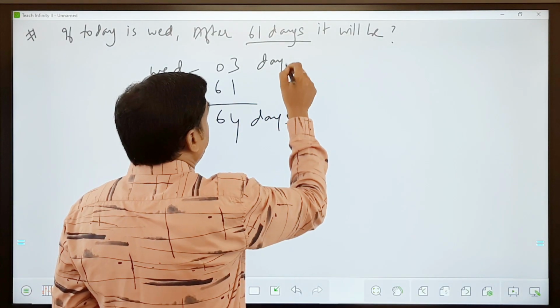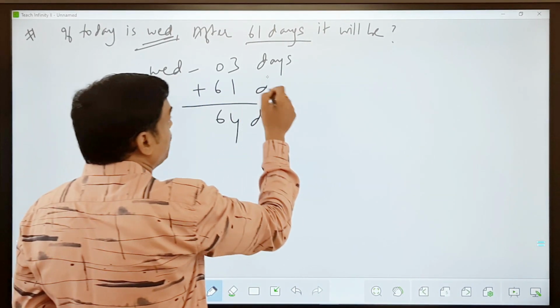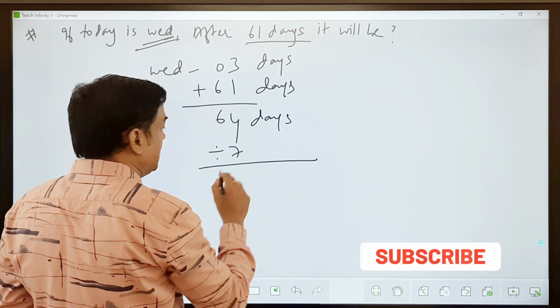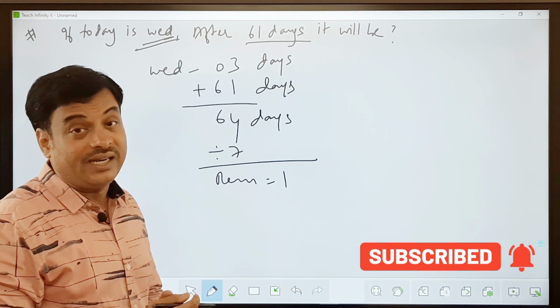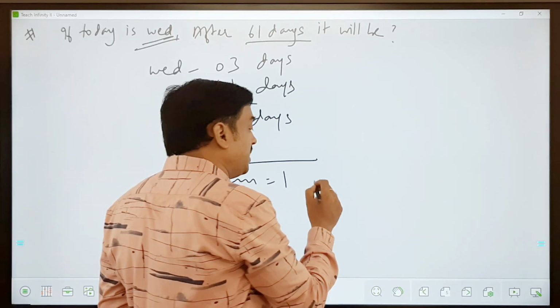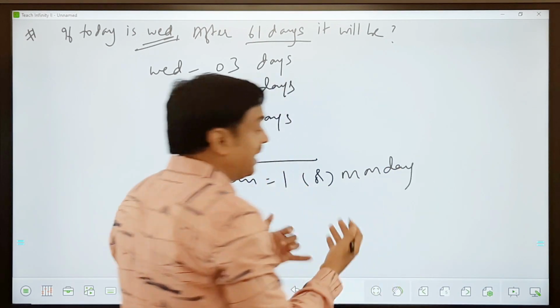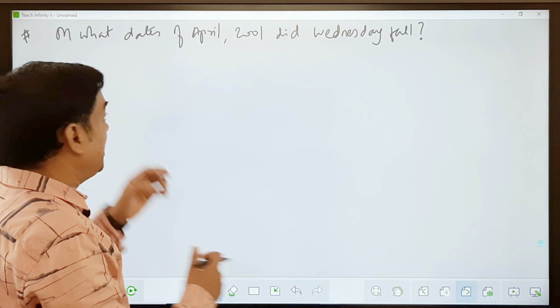So 3 days already, because Wednesday is given as a reference. And from there another 61 days will be a total of 64 days. When divided by 7, the remainder would be equal to 1. 63 is exactly divisible. Remainder is 1. 1 means you can consider this as Monday. 1 or Monday is the final answer. Fair? So these are one type of questions.